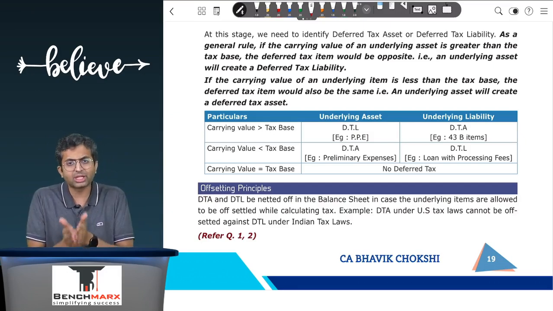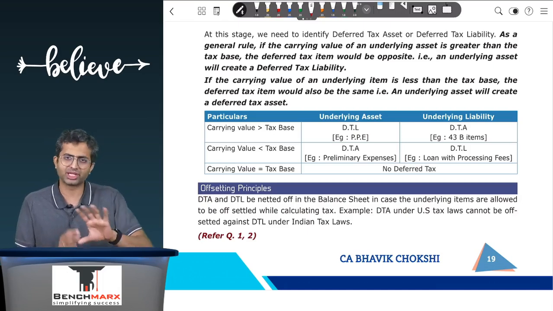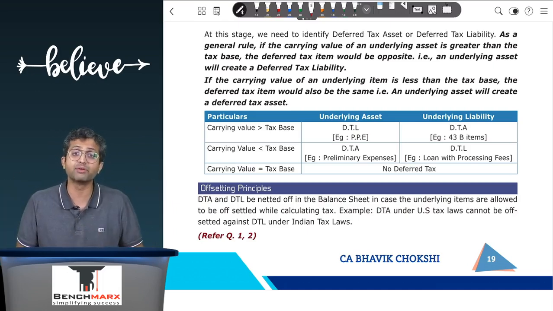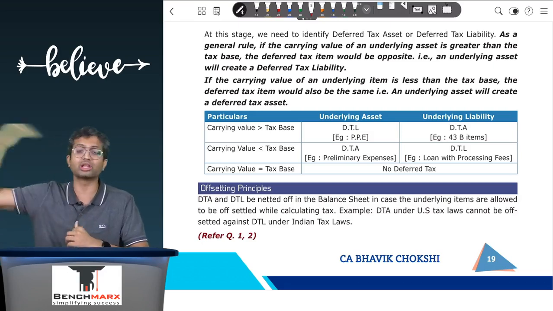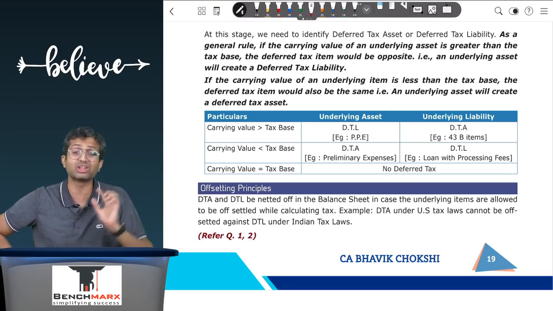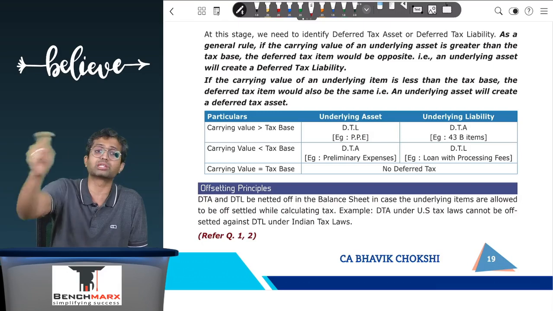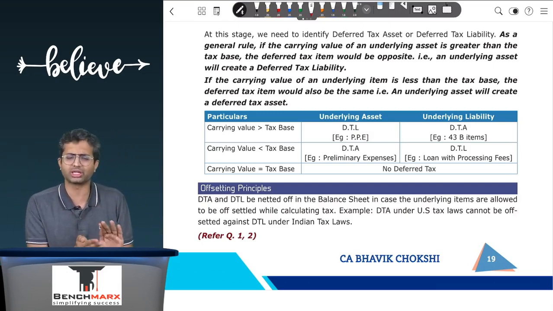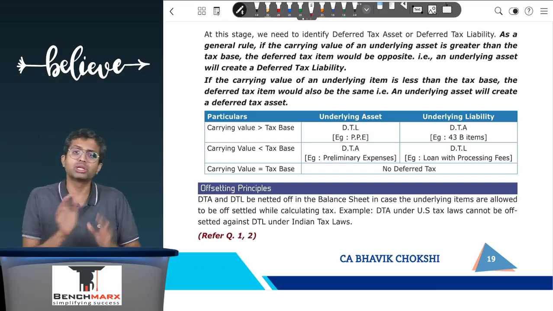On the other hand, if the carrying value is lower than the tax base, let's say for an item like PPE, where income tax gives you only a 20% depreciation but books gives you 50% depreciation, in which case the tax base is 80, carrying value is 50, in which case the difference is still 30, but now under income tax you are going to get an 80 deduction, in books you are going to get only a 50 deduction, and hence for the 30 you are going to get additional deduction in income tax, and hence you will pay lesser tax in the future years, so it's a deferred tax asset. So the logic over here is, if the carrying value is lower than the tax base, your answer is in the same direction, like an underlying asset will create a deferred tax asset.